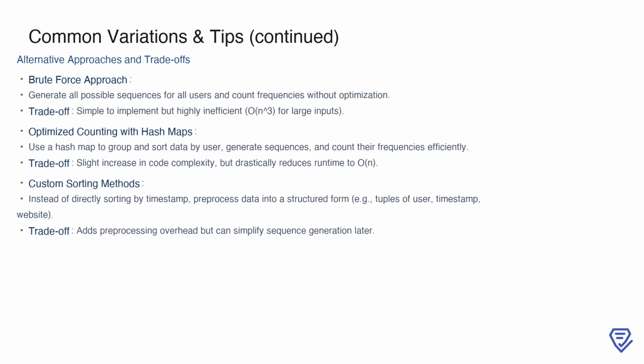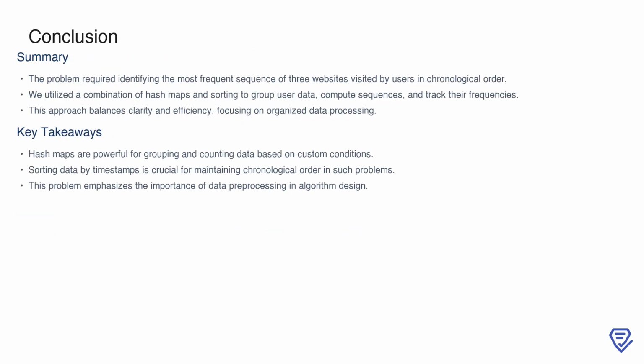Thank you for joining me on this walkthrough of LeetCode problem number 1152. We explored how to analyze user website patterns and identify the most frequent 3 website sequences using hash maps and sorting. Remember that pre-processing data is often key to solving complex problems like this efficiently.